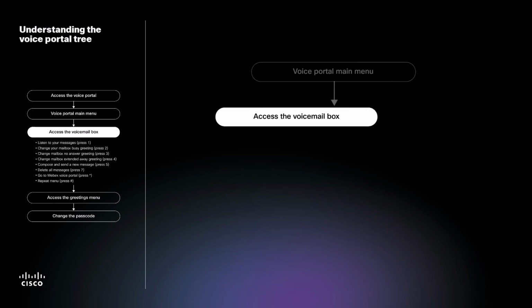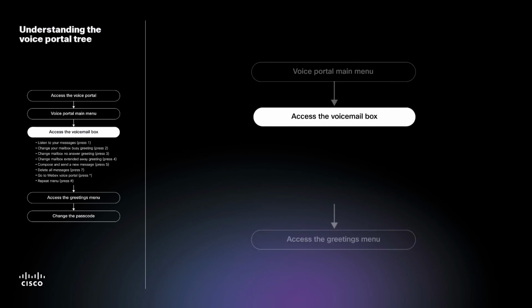The voice mailbox gives you options to listen to messages, change the no-answer greeting and extended away greeting, compose and send new messages, and delete messages. Press 1 to listen to new and existing messages. With each message you play, you're presented with options to save, erase, and repeat it.